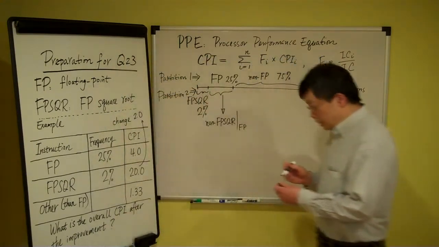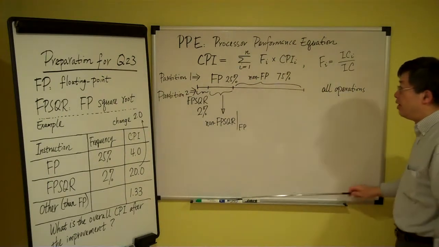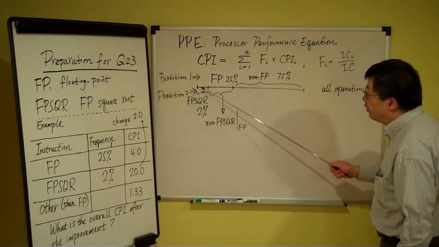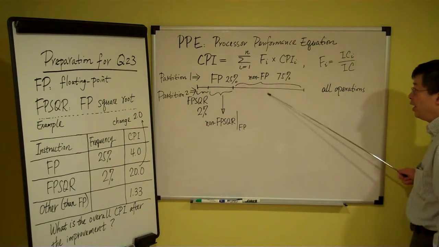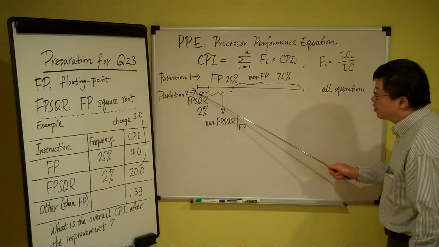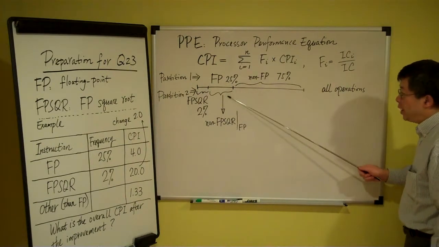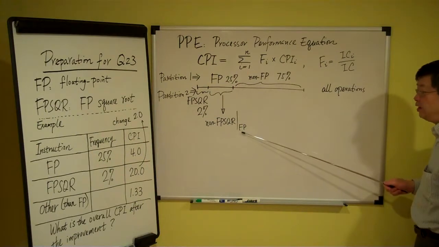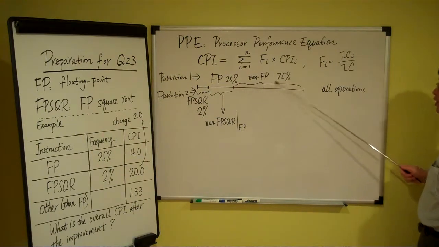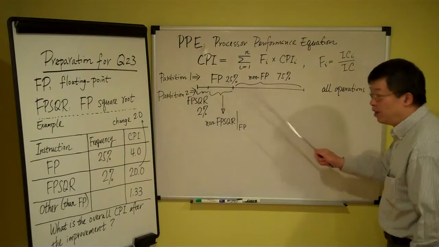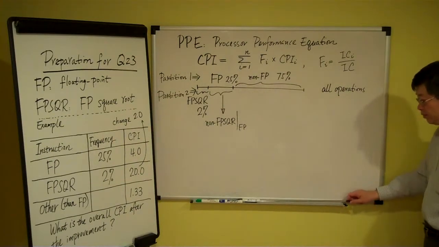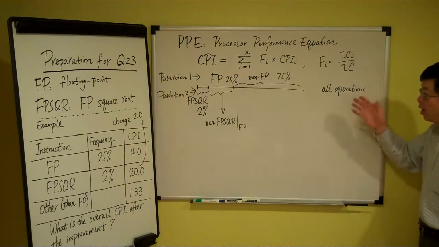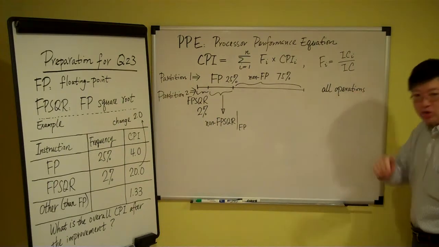Okay. For partition 2, we can view it this way. All the operations can be divided into 3 parts: FP-SQR, non-FP-SQR under FP or inside FP, and non-FP. So 2 different partitions. Okay? Because when we use the equation, we need to base it on one of the partitions.